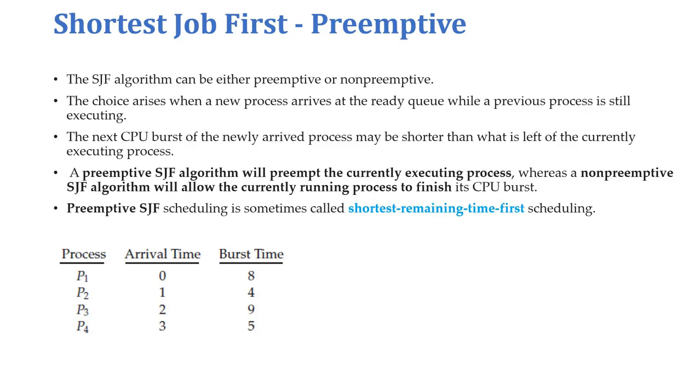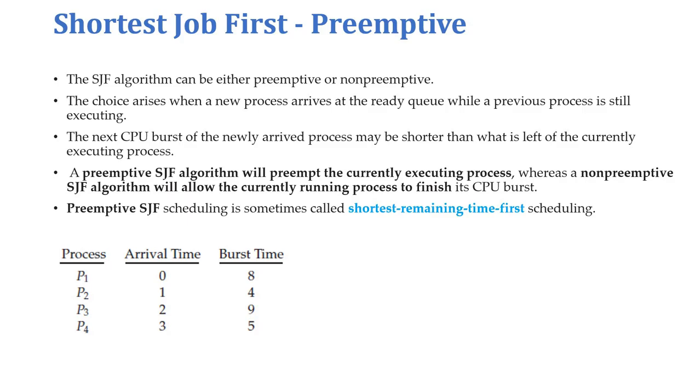Non-preemption doesn't allow the currently running process to be preempted. It finishes its CPU burst, and then it lets the next process run. This is the difference between preemption and non-preemption. Preemptive shortest job first is also called the shortest remaining time first scheduling algorithm.